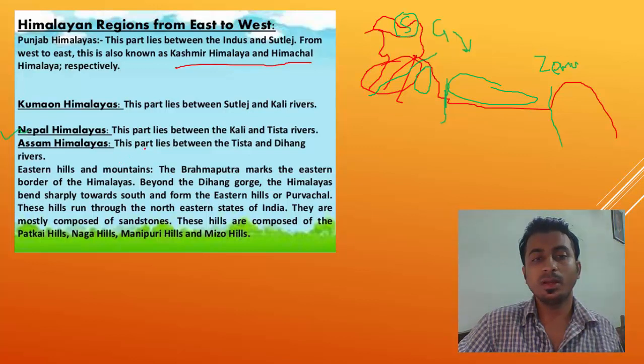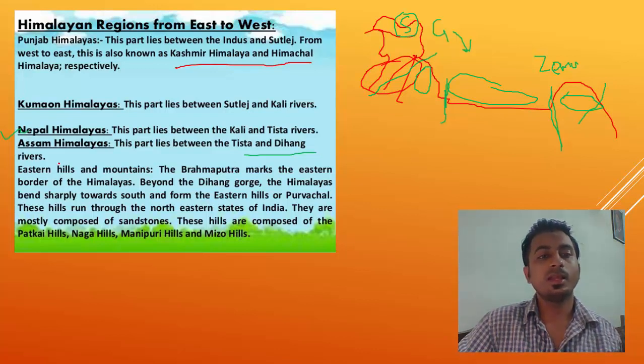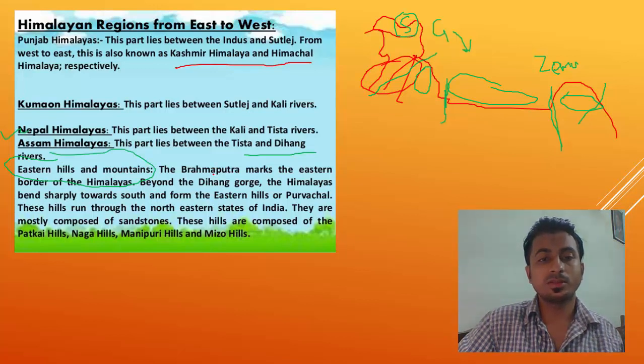Now we move on. Assam Himalayas. Assam Himalayas are more toward the east. Here, they are between Tista and Dihang River. Tista is here, I told you, in Sikkim and then West Bengal. Dihang River comes from Arunachal to Assam. And then eastern hills and mountains are there towards more east, which are east of Brahmaputra.